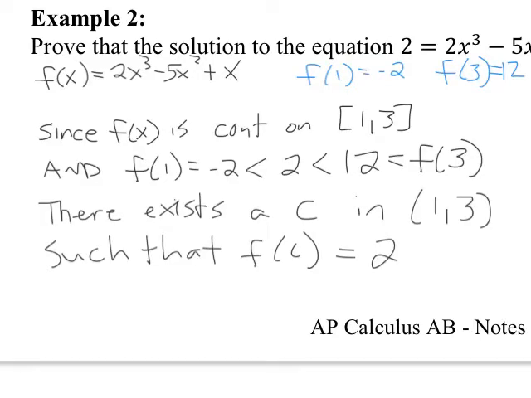All right, here's our four-part structure. Because the function is continuous, we can use the IVT. And because the left endpoint is less than our value of interest, which is less than our right endpoint, then we can say there exists a C in the interval of 1 to 3 such that f of C equals our value of interest.